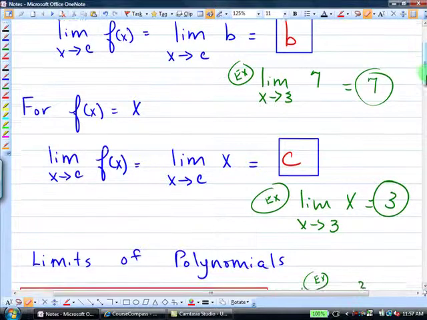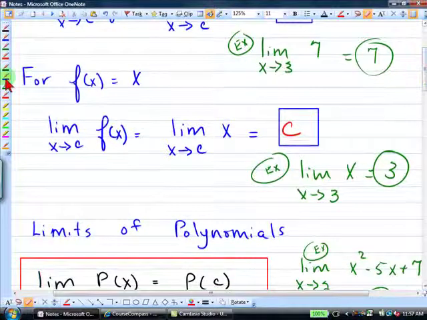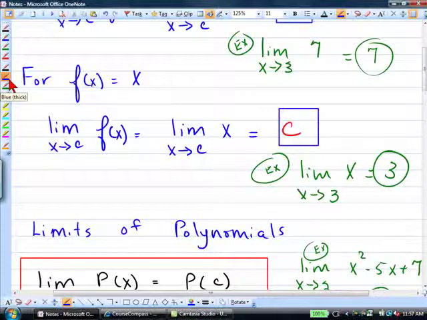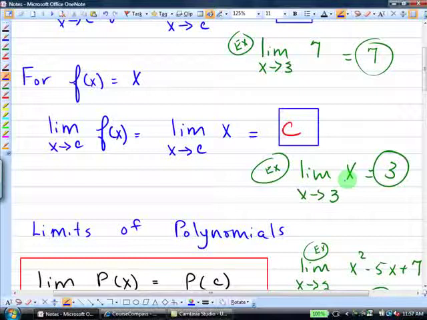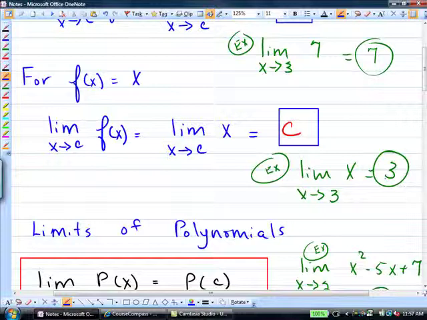How about this one? We have f of x equals x. So the rule says as x approaches c for the function called x, it's always going to be c. In other words, the limit of x as x approaches 3, well, you just plug in and you get 3. So it's always going to be your c value. That's the rule. Here's the example. Does that make sense?